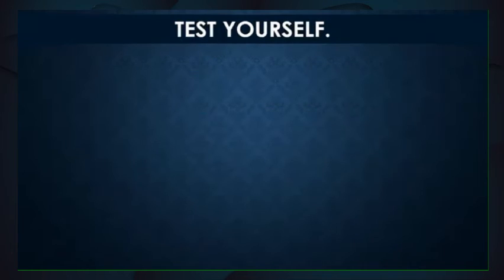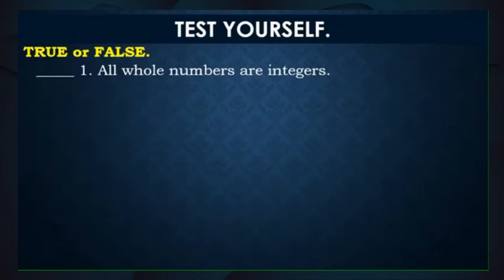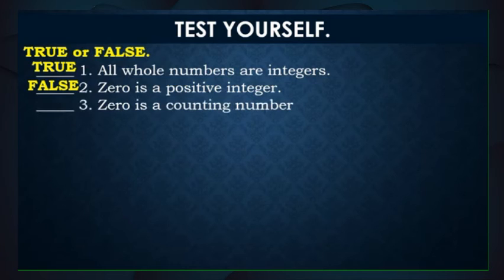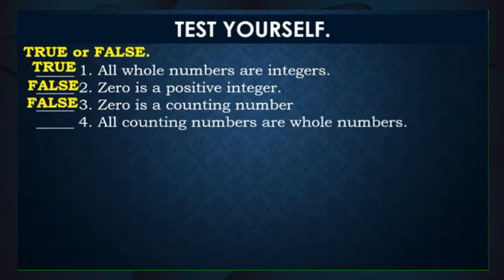Alright, let's have true or false. Number 1, all whole numbers are integers. Is this true? Okay, that is true. Number 2, 0 is a positive integer. That is false because 0 is not a positive integer. Number 3, 0 is a counting number. Is it a counting number? No, so this is false.